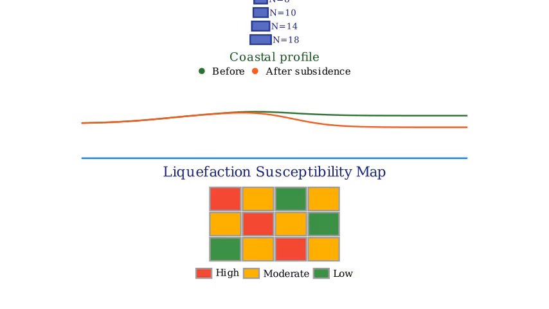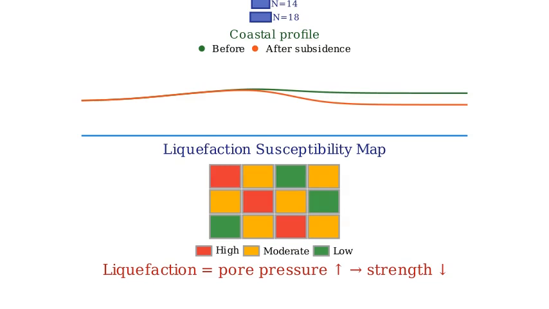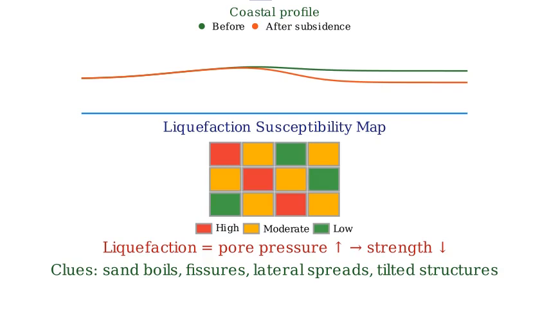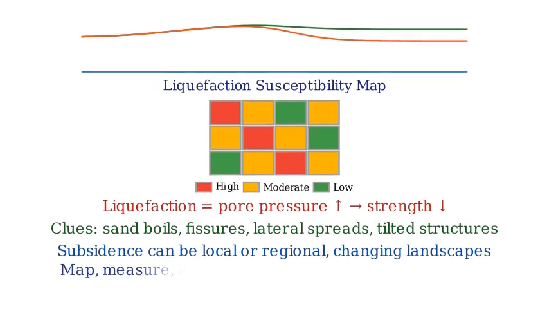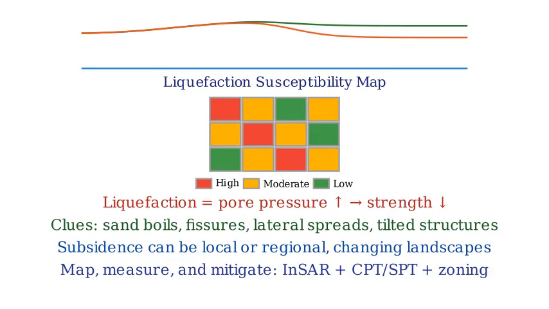In summary, liquefaction happens when shaking raises pore pressure in saturated, loose soils until they lose strength. Surface signs include sand boils, fissures, and lateral spreading that can sink or tilt structures. Subsidence ranges from localized settlement to regional warping after big earthquakes, altering drainage and coastlines. Field mapping, radar interferometry, and geotechnical testing together inform hazard zonation and resilient design.